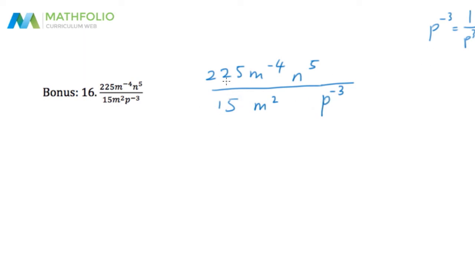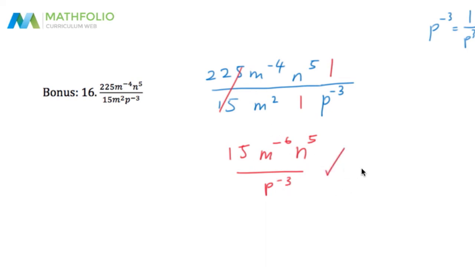So for the number part right here, 225 divided by 15 gives me 15. So we dealt with the numbers. M to the negative 4 divided by m to the second, m squared, we're going to subtract. So negative 4 minus 2 gives me negative 6. The n to the 5th is really just dividing by 1, which is n to the 5th. And then this is really a 1 over p to the negative third. So one thing that I can do is keep my p to the negative third on the bottom. Now, let's really think what's going on here.